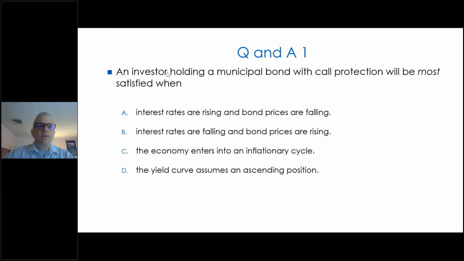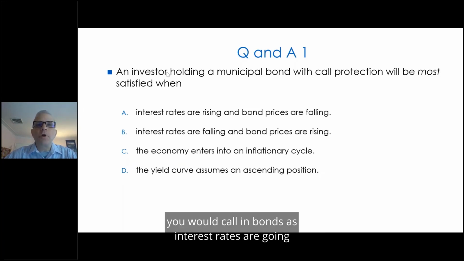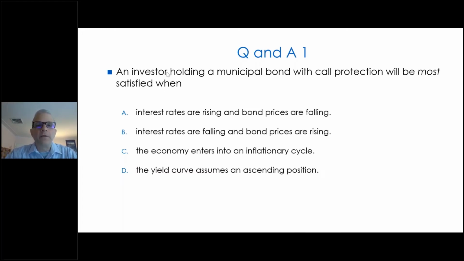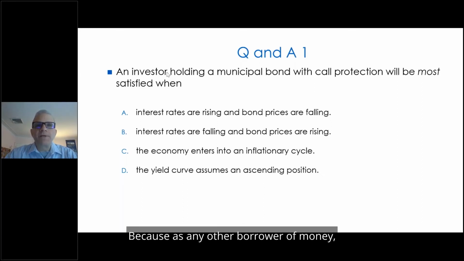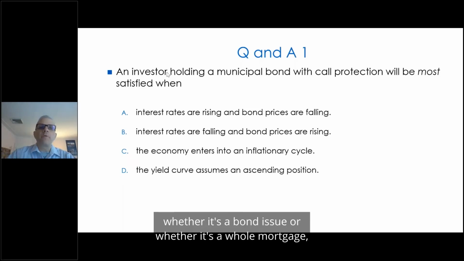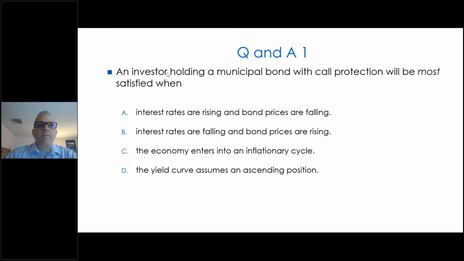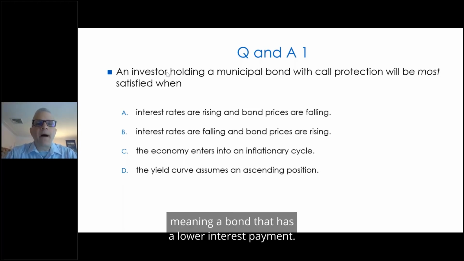Call protection means that you have a bond that is callable, and the bond is likely to be called. If you're the issuer who just borrowed $1 billion, you would call in bonds as interest rates are going down, correct? A bond is more likely to be called when rates are falling, not when they are rising. Because as any other borrower of money, you are likely to refinance this obligation, whether it's a bond issue or a home mortgage. You have borrowed money from a bank. Now, as interest rates have come down, the good news is that you could refinance that debt by paying off the more expensive bond and replacing it with a cheaper bond, meaning a bond that has a lower interest payment.